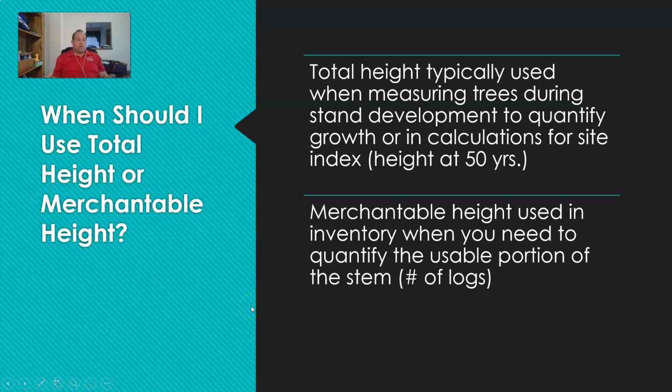So when should you use total height or merchantable height? Total height is typically used when measuring trees during stand development to quantify growth, or to be used in calculations for site index, which is something we'll talk about in this class. But basically, it's a chart where you get your height and you get your age, and you'll be able to see where this tree falls in terms of, is it a big tree, is it a small tree, based on other trees that have grown in that area.